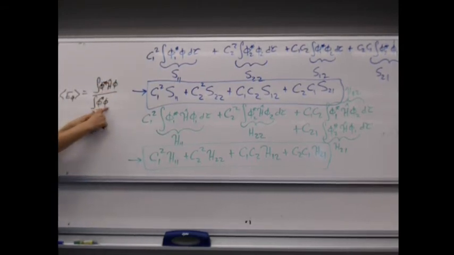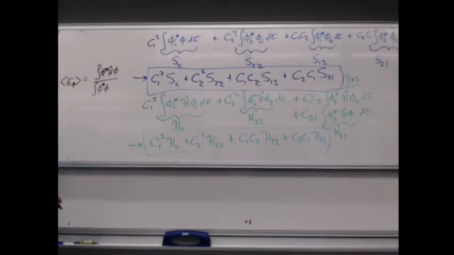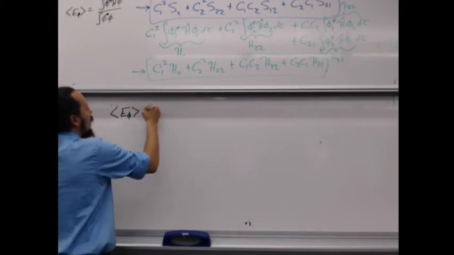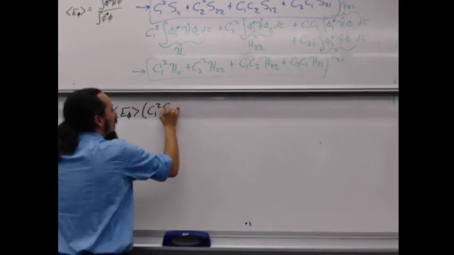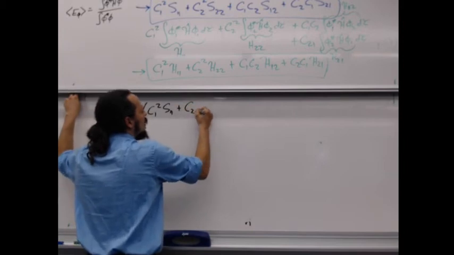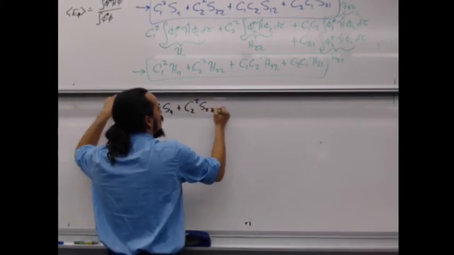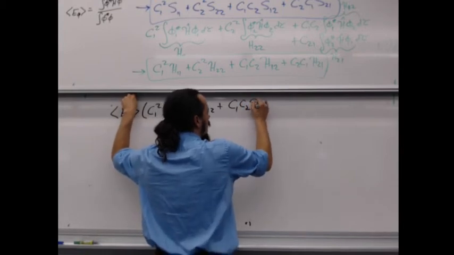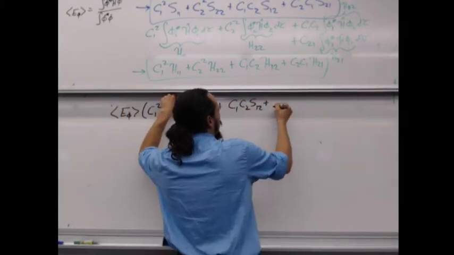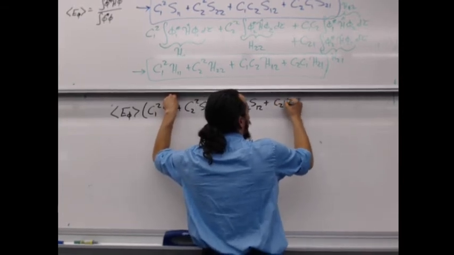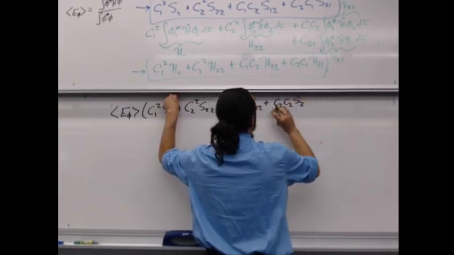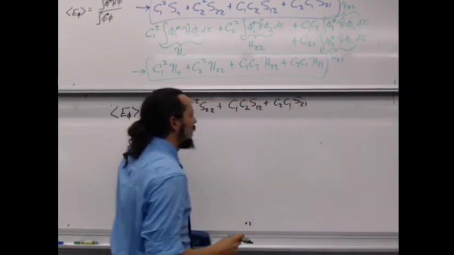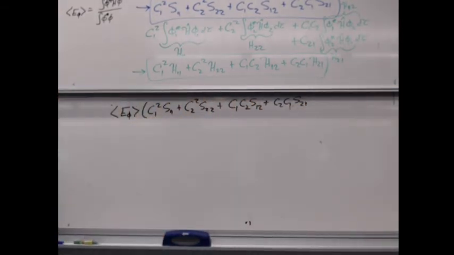I'm going to bring this part, which was all the S1s and S2s, over to the E phi part. So my average energy is going to be C1 squared S11 plus C2 squared S22 plus C1 C2 S12 plus C2 C1 S. Whoa, that's not what I wrote. S21.